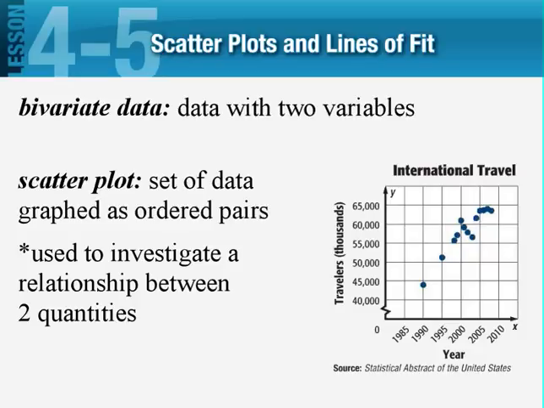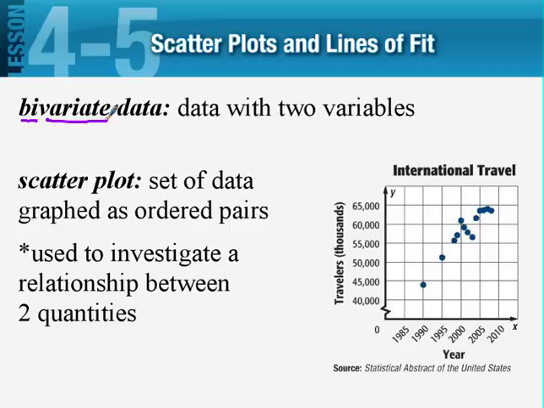Lines of fit. First of all, we're going to define what bivariate data is. Real quick, if you break down the word bivariate, because that's kind of a big word, what does bi mean? Two. Variate. When I think of a math word that sounds like variate, variable. So it means two variables. So data with two variables, that's what it means.